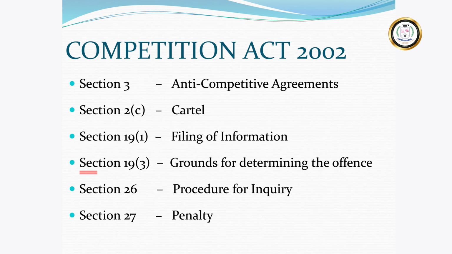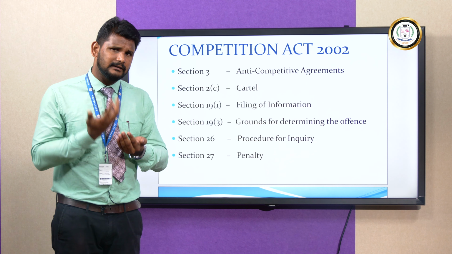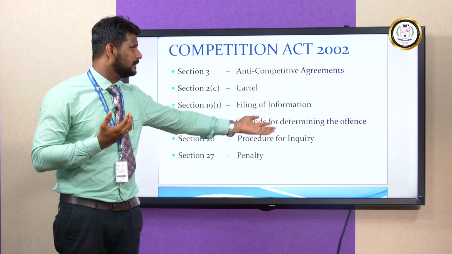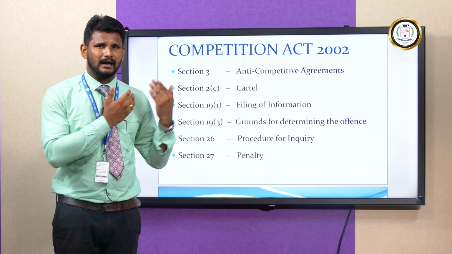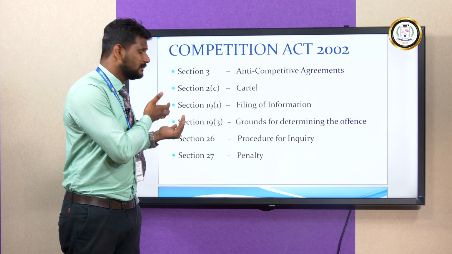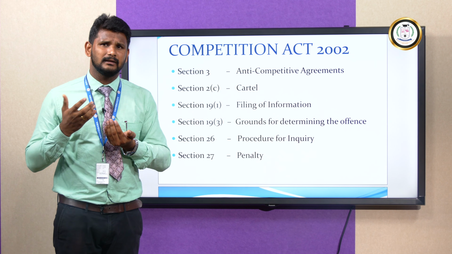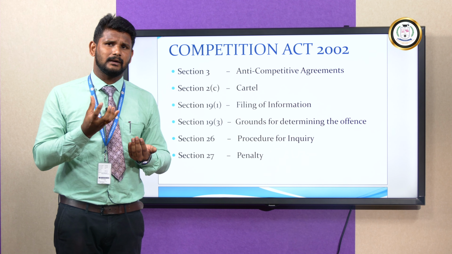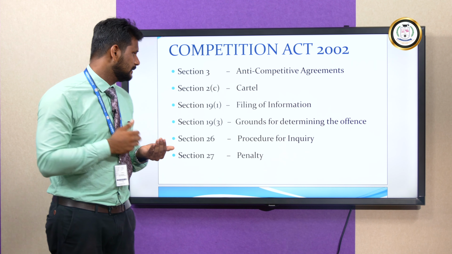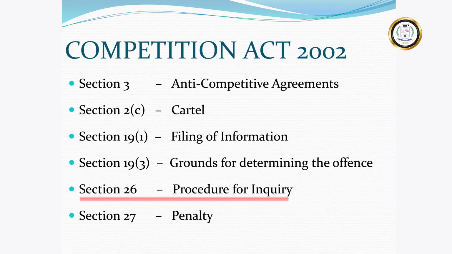Next, section 19 subsection 3. It reads out the grounds for determining the offence, that is, the offence of anti-competitive agreements. Under this section 19 subsection 3, we have 6 different grounds whereby an anti-competitive agreement can be proved in a market.